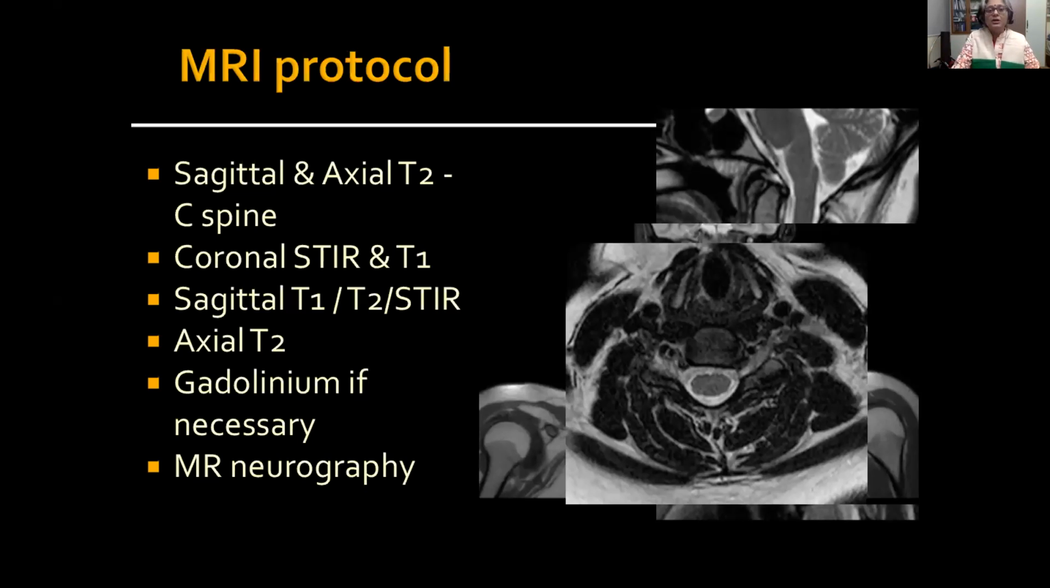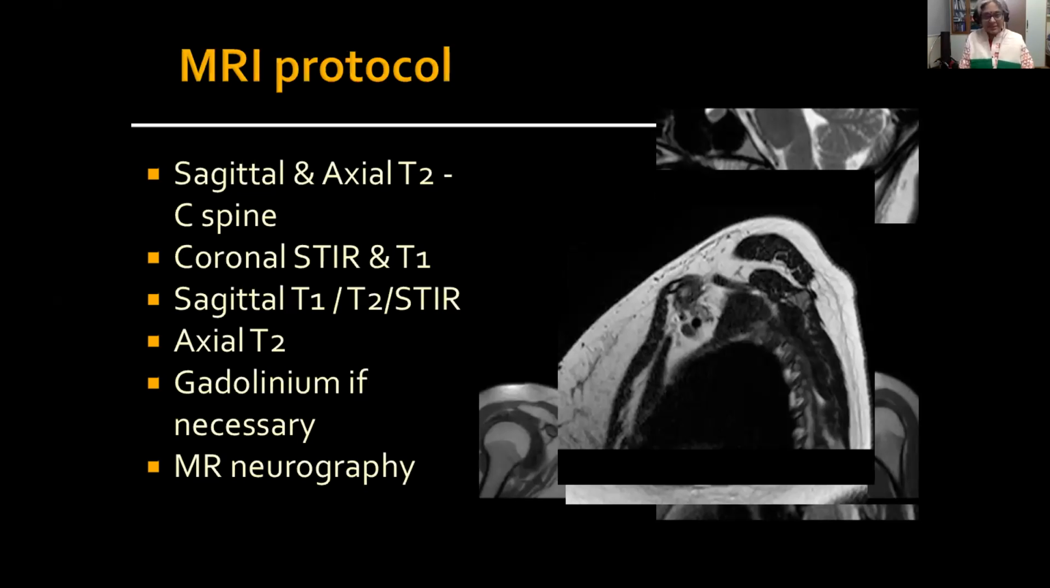Then we do a sagittal image, which is usually a sagittal T2 and STIR. Sometimes we take a sagittal T1. I'll come to that a little later. That's in thoracic outlet syndrome. Contrast we give only when we are looking at mass lesions, at metastasis. Otherwise, normally in trauma cases, we do not give contrast. Even in brachial plexitis, we do not usually give gadolinium.